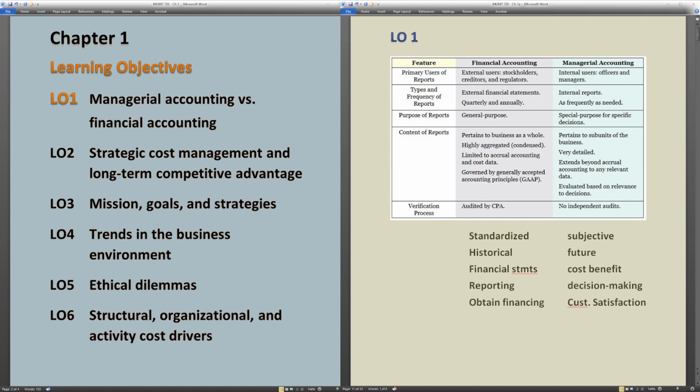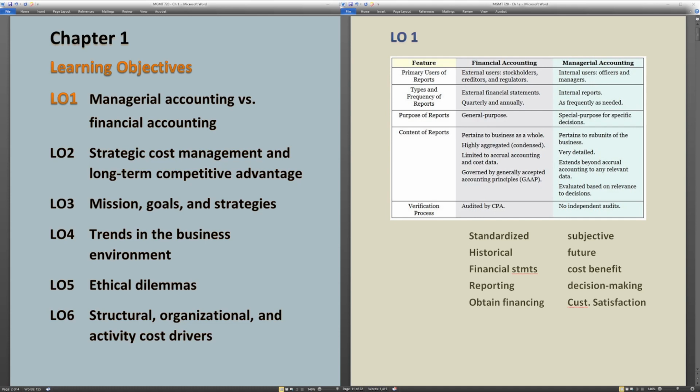All the bits of information in the table are good. I'll also throw out a couple of other qualifiers. Financial accounting is standardized, so that makes managerial accounting subjective. Financial accounting is historical. Managerial accounting is future-oriented. The financial accounting reports are financial statements. The managerial reports are typically some sort of cost-benefit analysis. Financial accounting is focused on reporting. Managerial accounting is focused on decision-making.